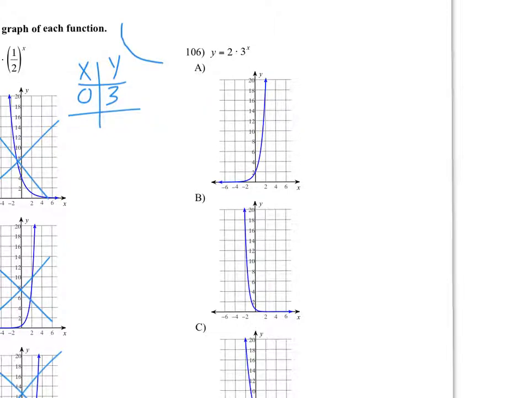106, just to talk about this again. Same thing. I can either plug this directly in on a calculator or maybe just plug 0 in. And when I do that, 2 times 3 to the 0 is 2. 0, 2, okay. Nope.